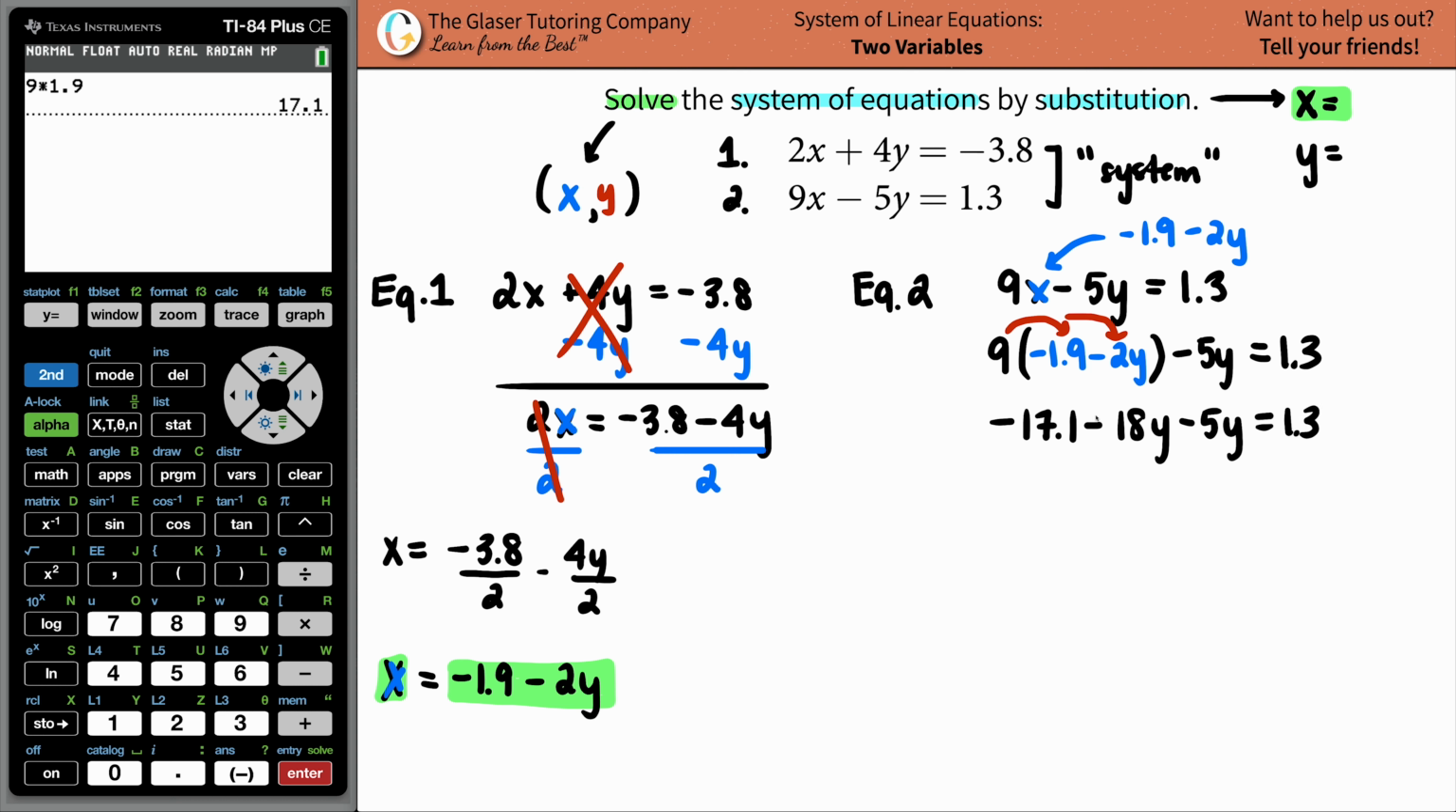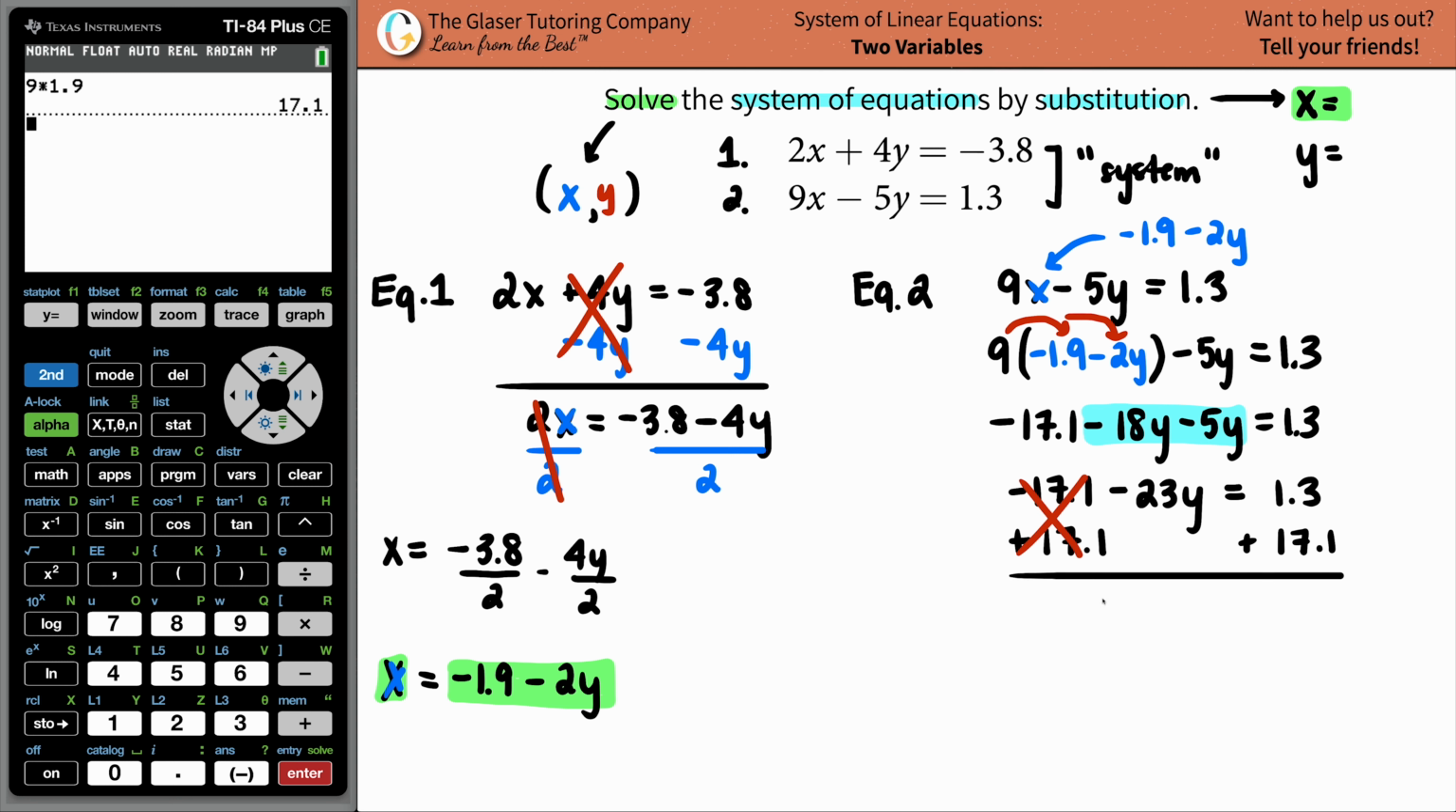Let's group together like terms. So I have an 18 and a 5. So negative 17.1, and negative 18y minus 5y is negative 23y, equals, right? 1.3. Let's add this on over. 17.1 plus 17.1, this gets canceled out. Let's add that beautiful line.